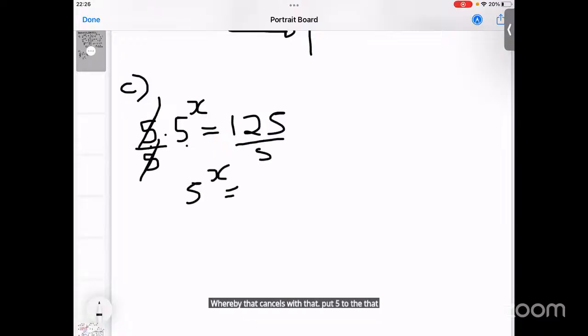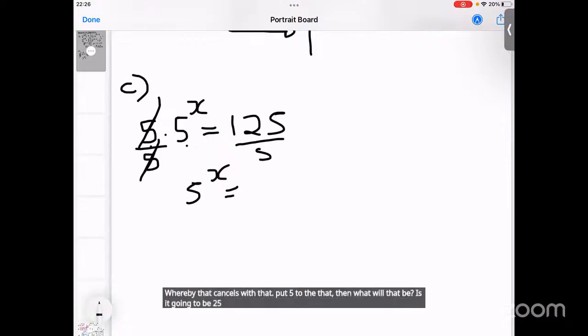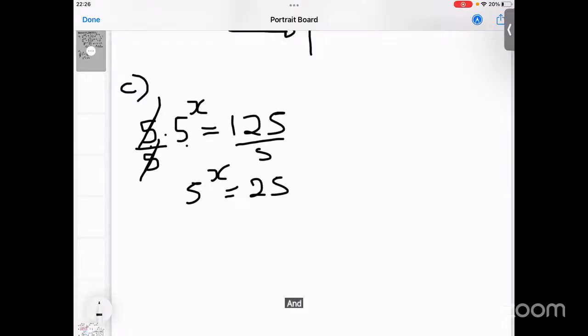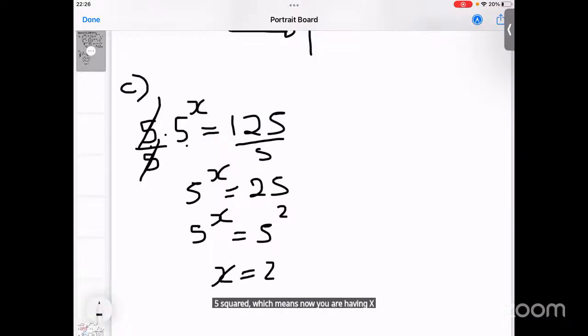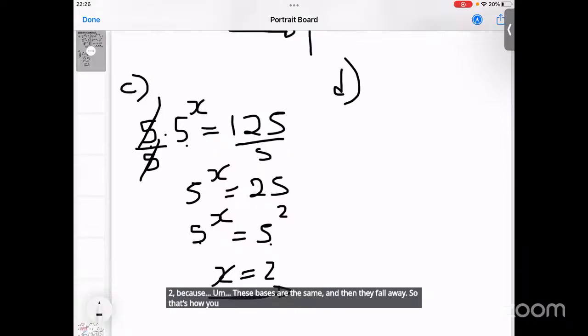Then what will that be? Is it going to be 25? 125 divided by 5? Yes, it gives 25. And what we know is that 25 is the same as 5 squared, which means now you are having x being equal to 2, because these bases are the same, and then they fall away. So that's how you would approach that one.